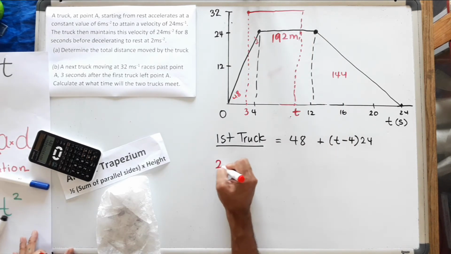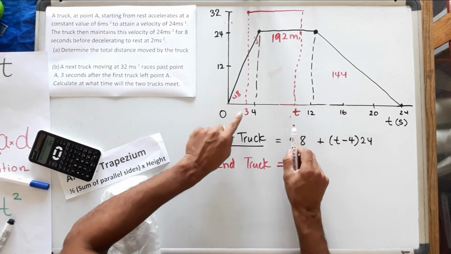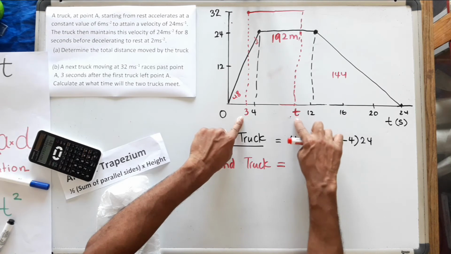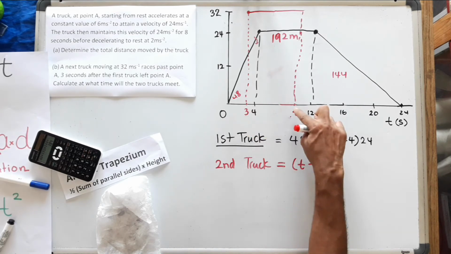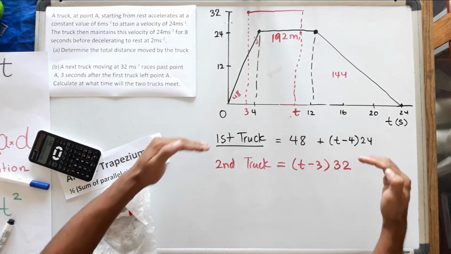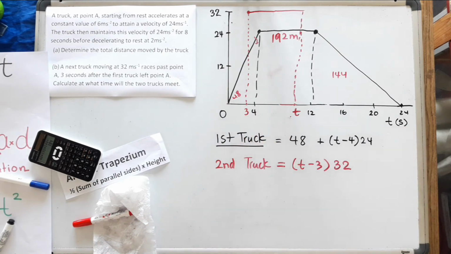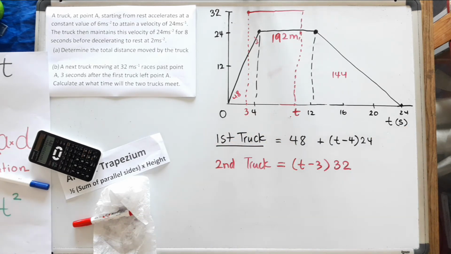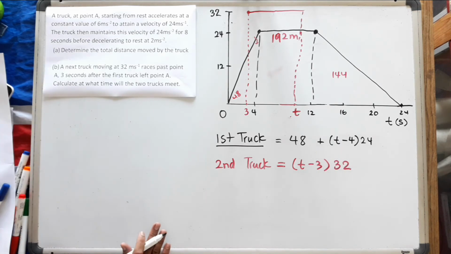For the other one, the second truck, the area, if here's 3, it's length by breadth. The length is T minus 3, because if here's T and here's 3, to find the piece in between is T minus 3. Length by breadth, and the breadth is 32. For the second truck and the first truck to meet, the displacement of each truck must be the same, which means the expressions for the area must be the same. So guess what I'm going to do? I'm just going to take this expression and put it equal to that expression and solve it.